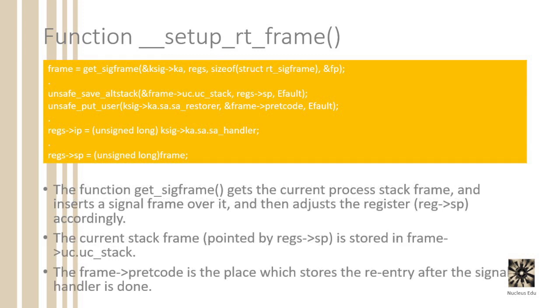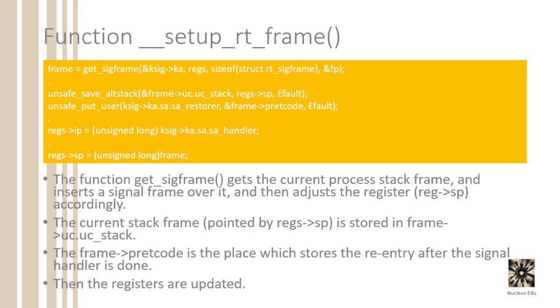After that, frame->pretcode is a place which stores the re-entry point after the signal handler is done, and that is updated with ka.sa.sa_restorer. This is supposed to be called by something called the signal trampoline, which we'll see in the next slide.